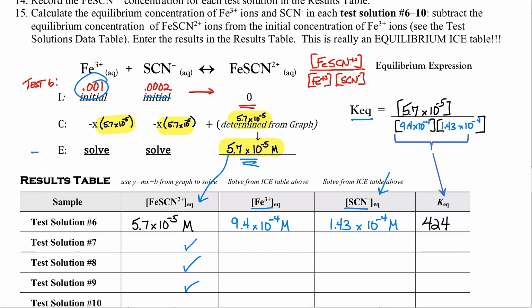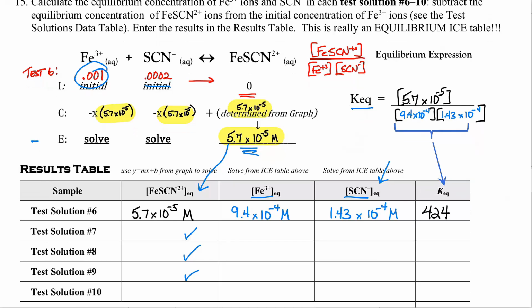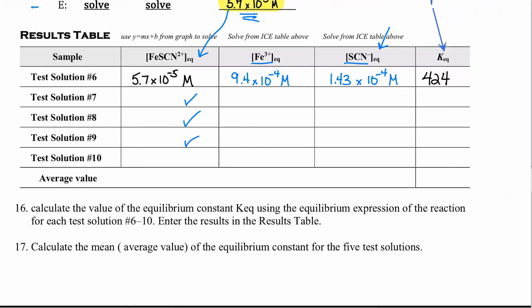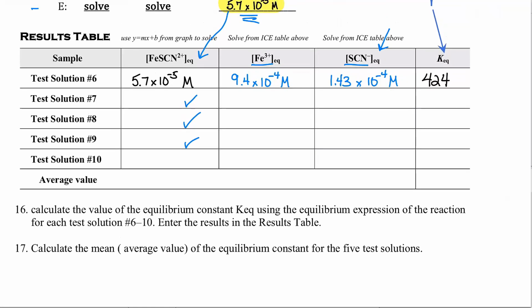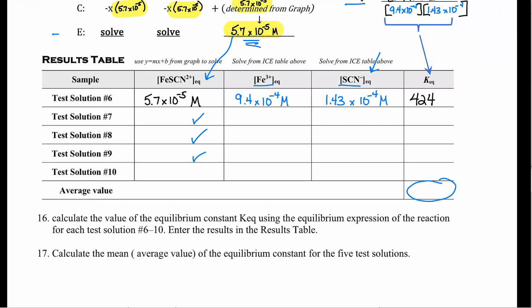But now I'm going to continue on and go a little bit further. I've added some questions here. Now I want you to calculate the average value for the Kc here. And then we're going to move on to the other questions that I want to explain.